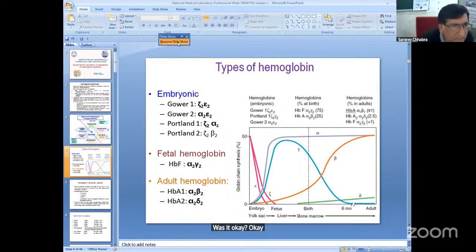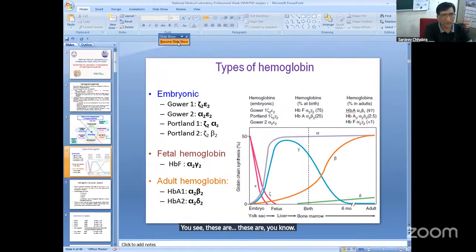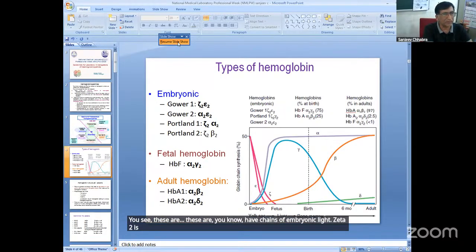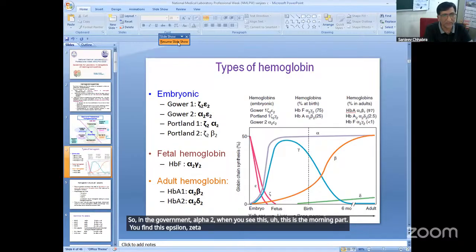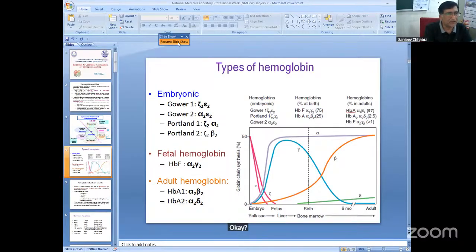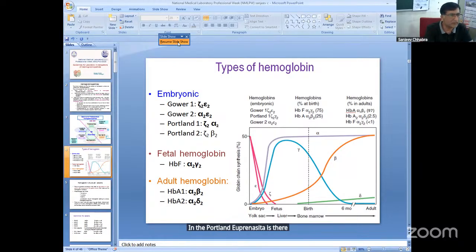Okay. Let's find out the types of hemoglobin in the normal state. In embryonic life, you will find Gower 1, Gower 2, Portland 1, and Portland 2. These have the chains of embryonic life. Zeta is the alpha counterpart, and epsilon is the beta counterpart. In Gower 2, you find alpha 2 and epsilon 2. Epsilon and zeta are the prominent chains here. In Portland 1, you find zeta 2 and gamma 2, and in Portland 2, you find zeta 2 and beta 2.